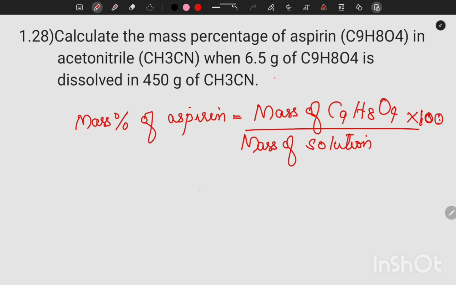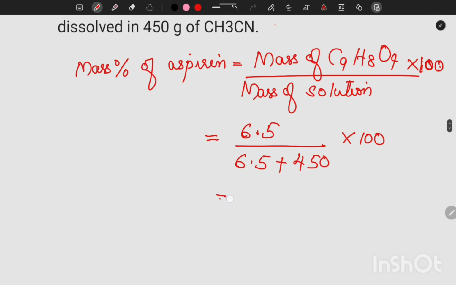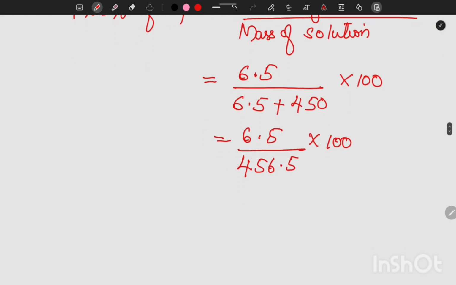Mass of aspirin is given as 6.5 gram. Mass of solution is the sum of masses of aspirin and acetonitrile, that into 100. So that will be equal to 6.5 by 456.5 into 100. When we simplify this, we will get 1.424 percentage.